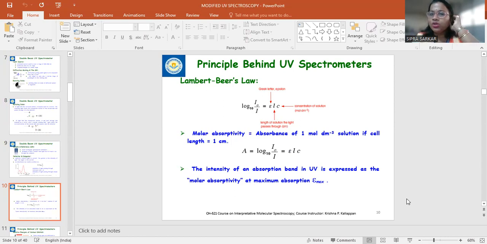So we know the UV-visible spectrophotometer is a type of instrument used for the detection of double bonds, the absorption, and the concentration of the compound. The instrument depends on the Beer-Lambert law, where the formula is log10 I0 by I, where I0 is the intensity of the light falling, and I is the intensity of the light transmitted. The molar absorptivity is the absorbance of 1 mole of solution crossing 1 centimeter cell.